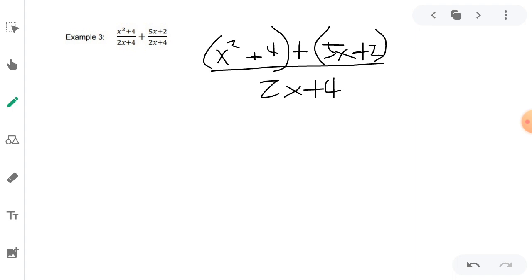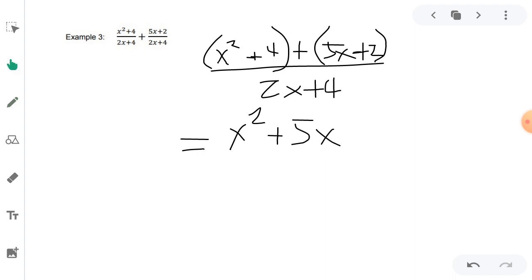We need to combine. So, i-combine lang natin sila. So, combine natin yung numerator natin. So, kapag kinombine natin yung numerator natin, what is the like terms? So, since si x squared ay wala lang kaparehas, so, just copy x squared. And then next is the linear term, which is 5x. So, since wala siyang kaparehas, copy na lang natin 5x.